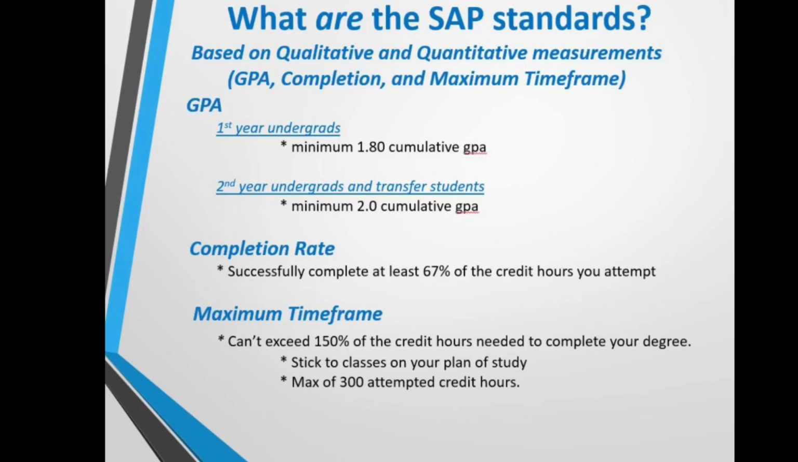Part of those requirements is that at the end of every spring semester, you must be maintaining a certain GPA and a certain completion rate. As a new incoming freshman, the GPA you must have at the end of spring semester is a 1.8. If you are a transfer student or a continuing student, the GPA you must have is a 2.0. You also have to have a completion rate of at least 67%, and completion rate is the amount of credit hours you successfully complete and pass compared to how many you attempted in the first place.